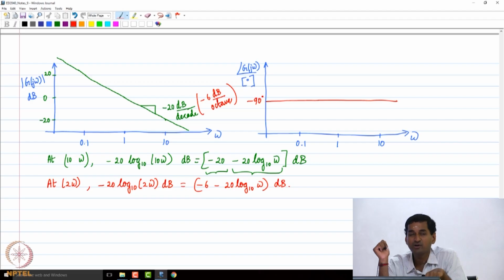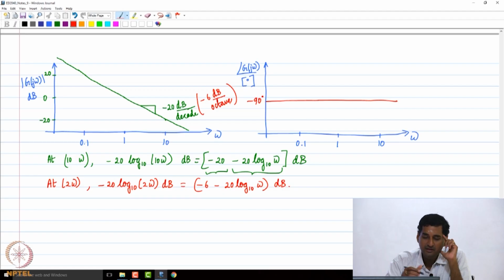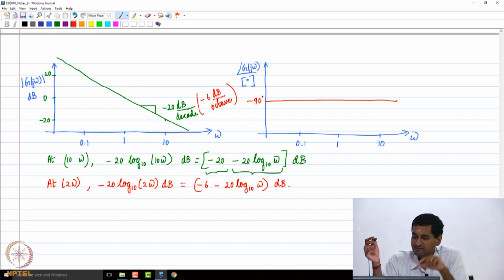Okay, I hope it's clear how we calculated the slope, right? This is a straight line, so we are just calculating in this manner. Okay, is it clear? Right. Okay, so that's what we have as the Bode diagram for the factor 1 by s, right? So that's in general what we call an integral term, right? 1 by s is an integral term.